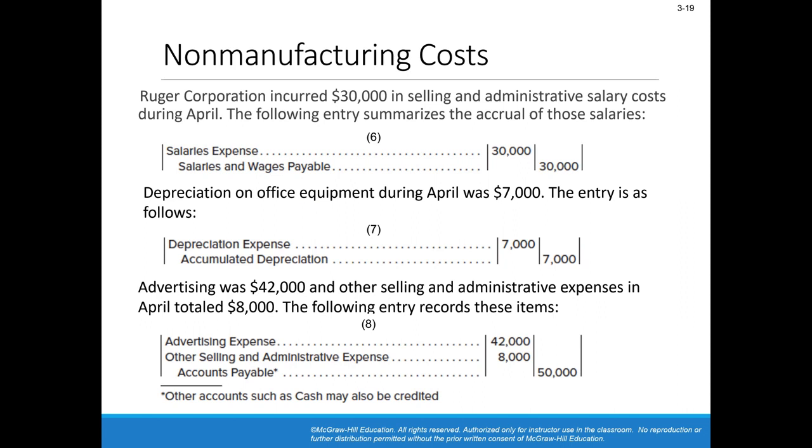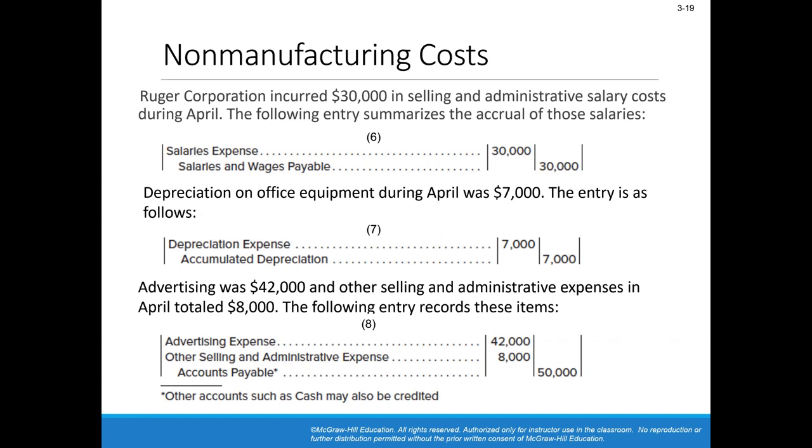So the journal entry, we're going to have to debit an expense account, salaries expense for 30,000. And remember, we got to pay them. So we're liable to pay them. So it's a payable account, salaries and wages payable, credit of 30,000. So remember, that's a liability account, carries a normal credit balance. So that should help you know, okay, that's going to be my credit.